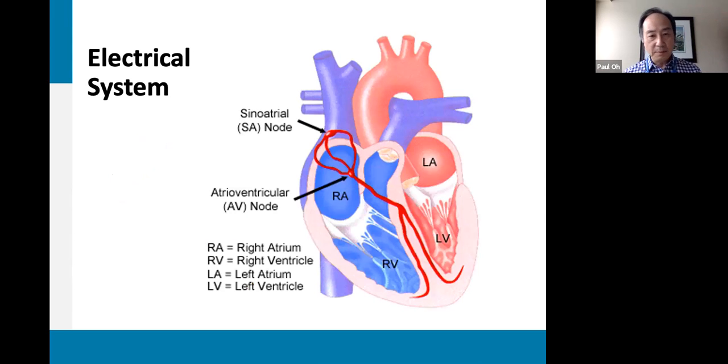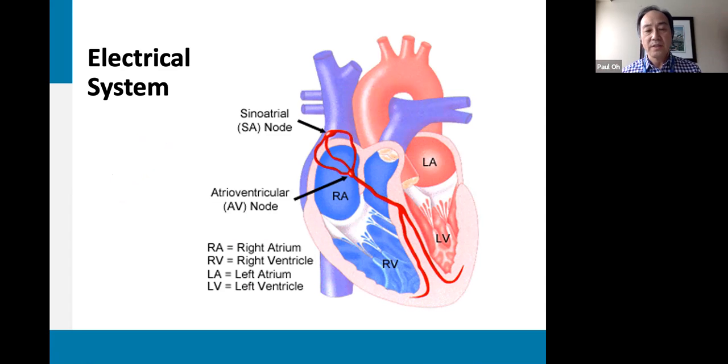In the normal anatomy and physiology, we also talk about the electrical system of the heart. Normally, electrical impulses will arise in the upper right side of the heart, and high up in the right atrium, there is a junction box called the sinoatrial node.